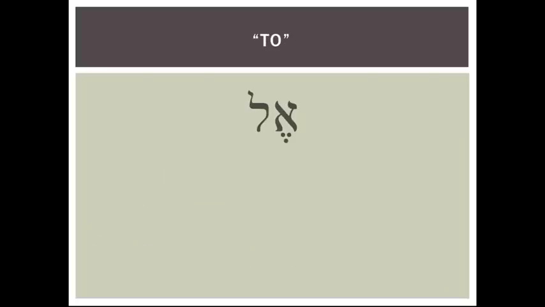There are a couple other words for to that are separate words. Sometimes they have a makaph, that dash in the top level of the word. El, this is not the word for God. El can mean God. Israel, El in Israel means God, as in Elohim. It's a shortened form of Elohim. This is not that. This is not El, this is El, and it means, again, to.